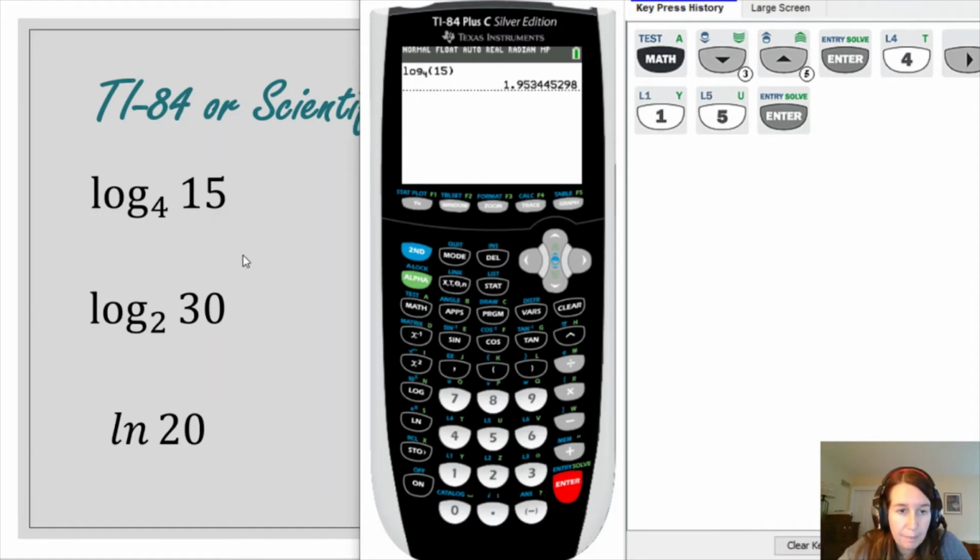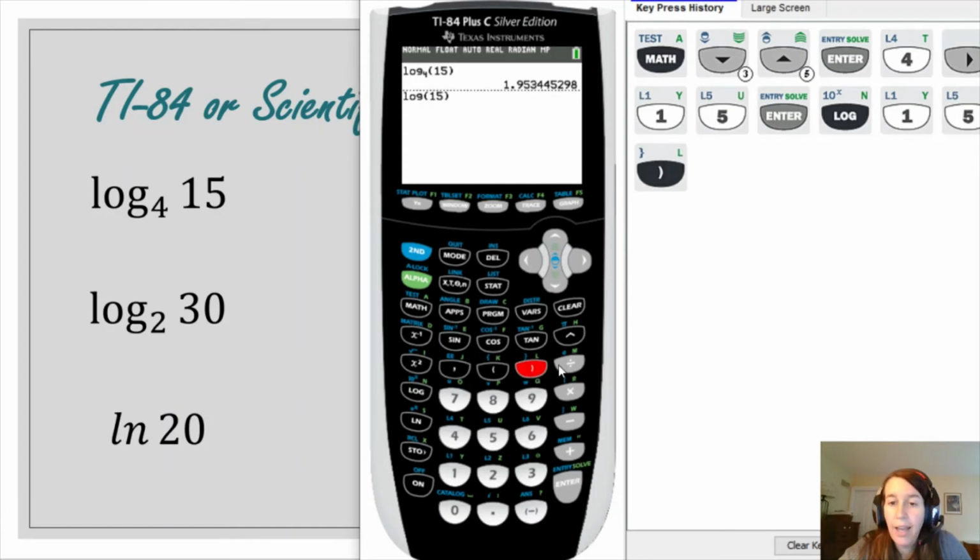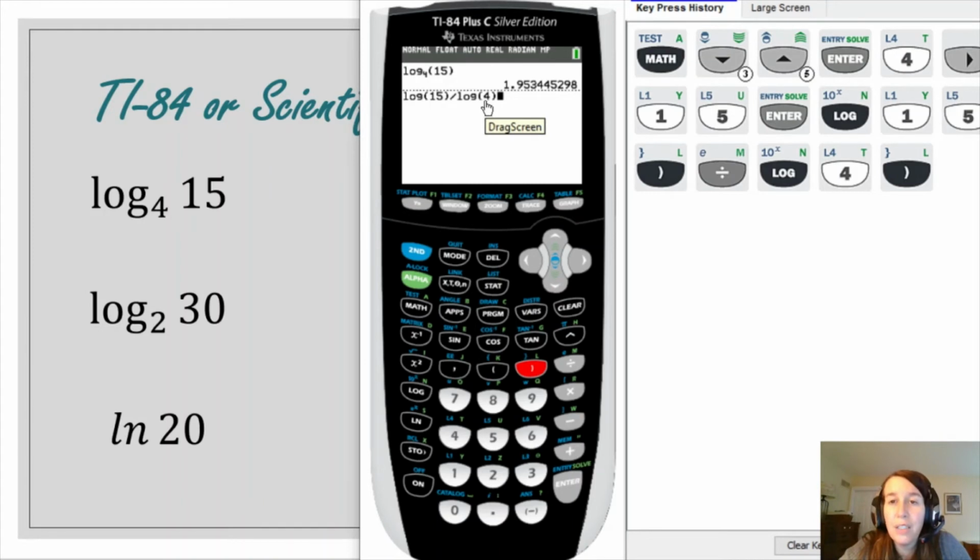So for log base 4 of 15, notice that your calculator does have a log button, L-O-G. Okay, so just hit that button, and then it just opens up a parenthesis. You're going to type the 15 first. Okay, then end the parenthesis, and then divide that by, type log again, and then the 4. I always remember that the base goes in the basement. So in other words, the base, the 4, goes in the denominator or the bottom of the fraction. So base goes in the basement, and that's how I remember which one to do first and second.